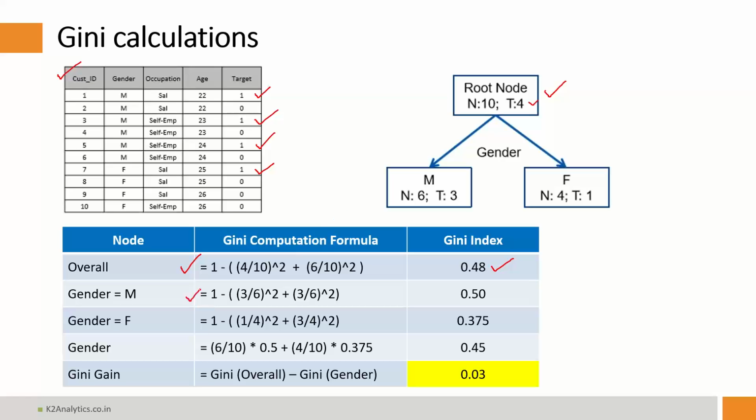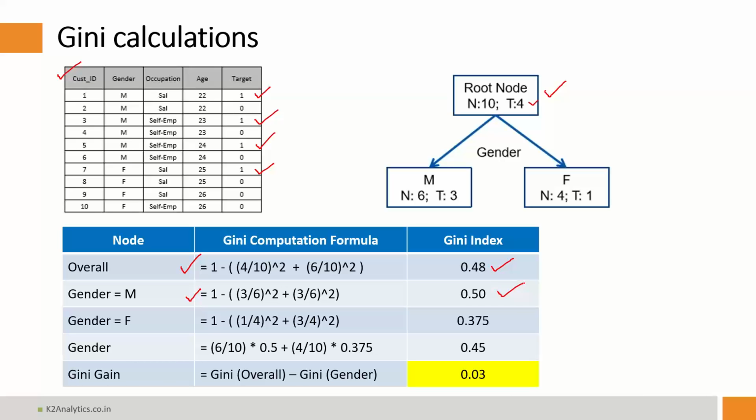Gini of male node will be 1 minus 3 by 6 the whole square plus 3 by 6 the whole square. Now, why am I taking 3 by 6 the whole square two times? The first time I'm taking it for the responder category. The second time I'm taking the proportion of the non-responder category, and it happens that both the classes' proportion is 3 by 6, that is 0.5, 0.5. So the Gini of the male node turns out to be 0.5.